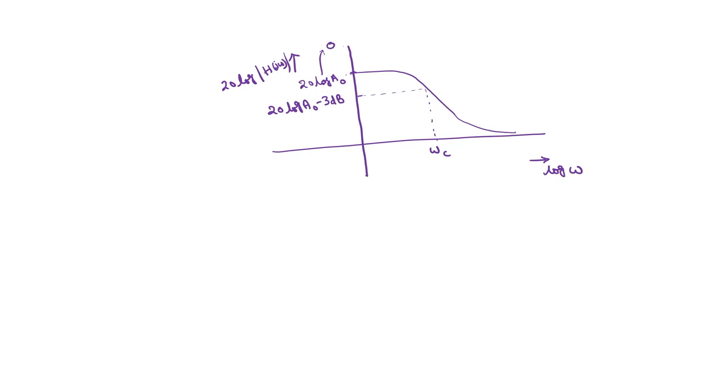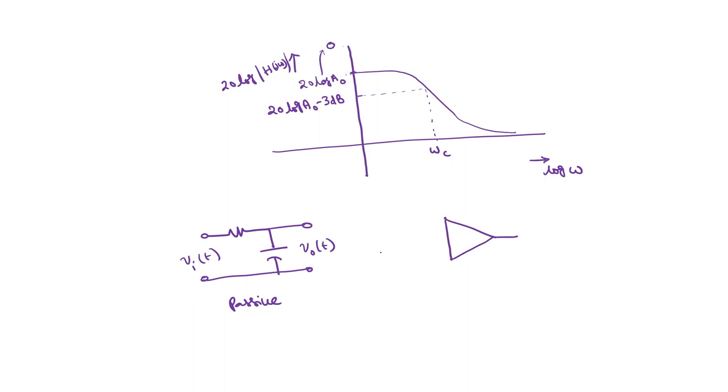Then what are the advantages of the passive and active low pass filter? This is the passive low pass filter with input Vi of t, V0 of t. This is passive, and the active is the same circuit with an op amp. This is of course with respect to ground only.